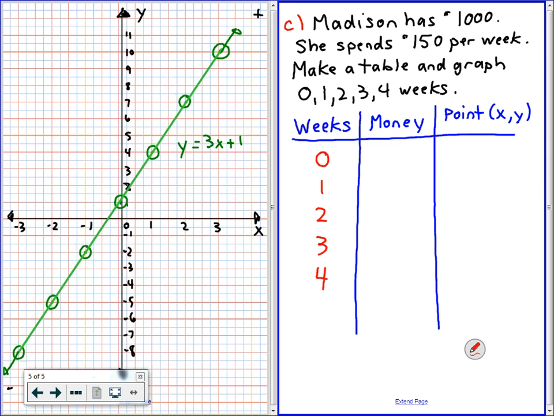Okay? So at the beginning of week 0, how much money is Madison going to have in her bank account? $1,000. Okay? And Emily, to finish off, please, what's that going to be when I graph that point? What's the what, comma, what, please? 0, comma, okay? So you see what we did there, right? The starting value is going to be 1,000, so it's going to be 0, comma, 1,000.